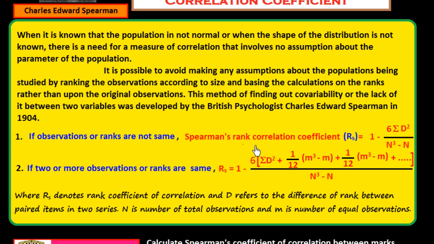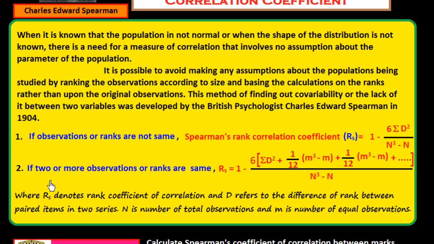So the Spearman's rank correlation coefficient, which we denote by Rs, is equal to 1 minus 6 into the summation of d square over n cube minus n. Now let me explain: Rs denotes the rank coefficient of correlation, d refers to the difference of rank between paired items in two series, and n is the number of total observations.